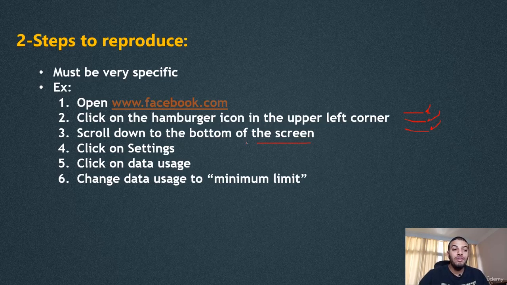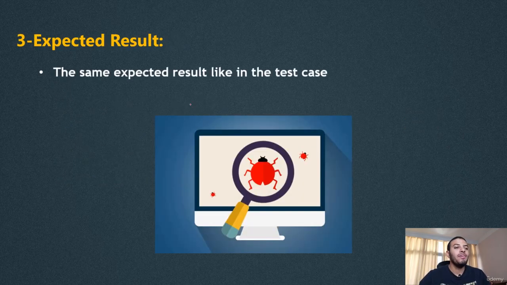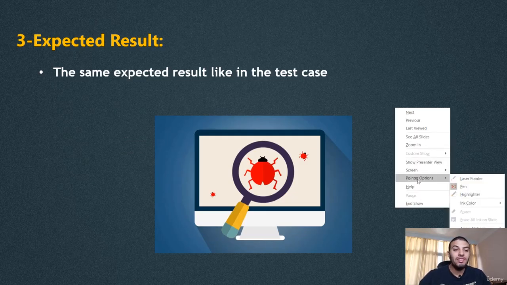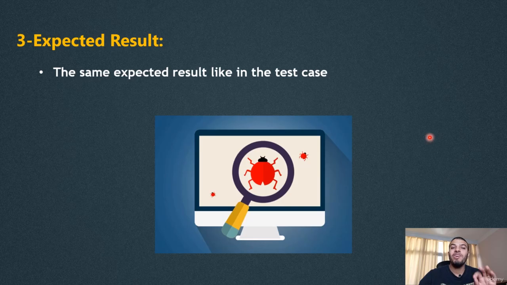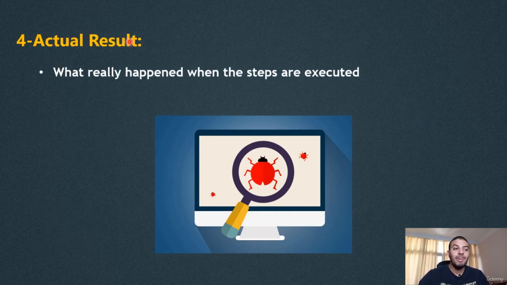Then scroll down. Even scrolling down is considered as a step. Click on settings. For example, click on data usage. Change data usage to minimum. This is just an ambiguous bug. This is not a real bug in Facebook. Okay, then the expected result. The expected result, like the expected result in the test case, the same exactly. What should happen? What are the things that should happen when I perform the last step in the steps to reproduce? Then we have the actual result.